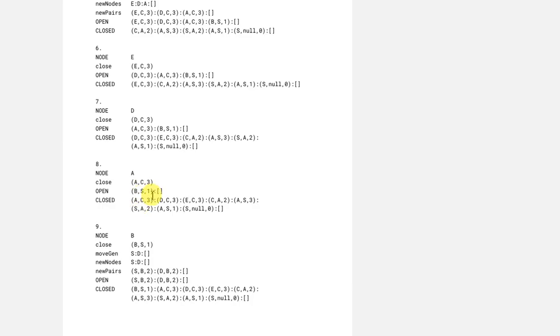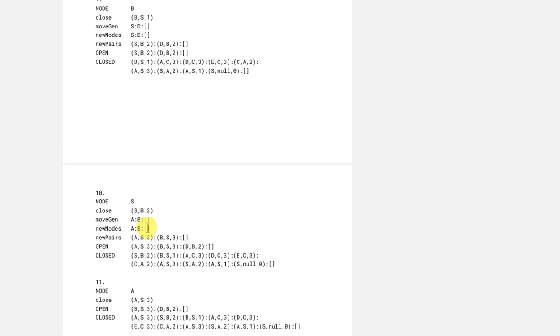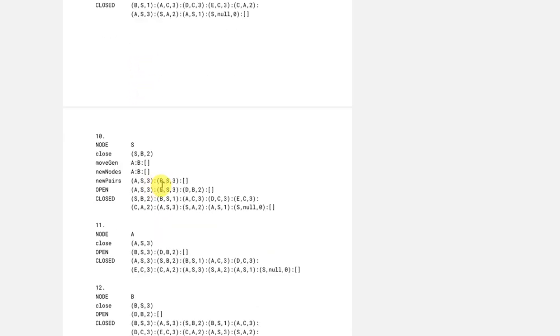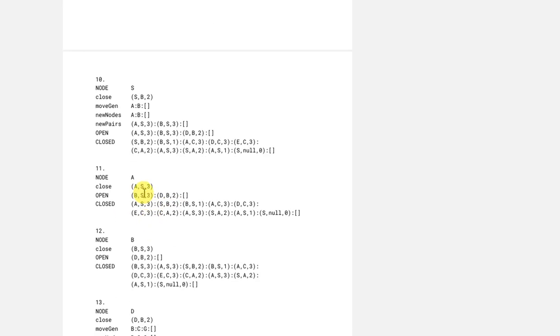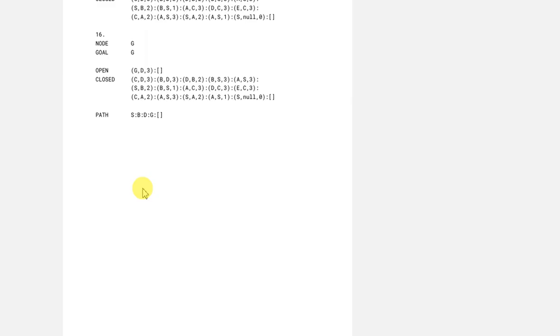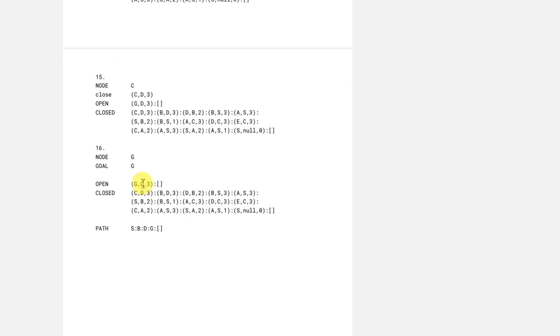Then we will go to A. Open nodes are B and S. Then we will go to B. Then B has open nodes S and D. Then we will go to S again. S has open nodes A, B, D. Then we'll go to A. Likewise, we will go up to Z.